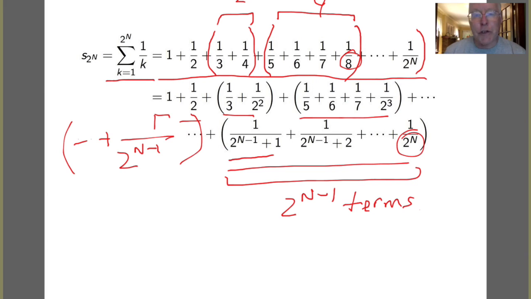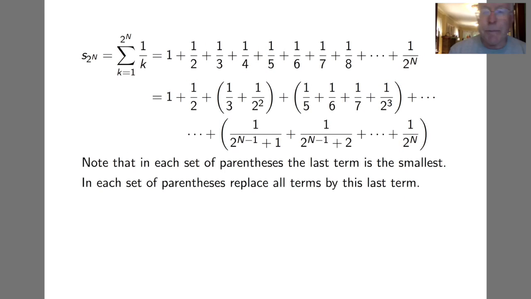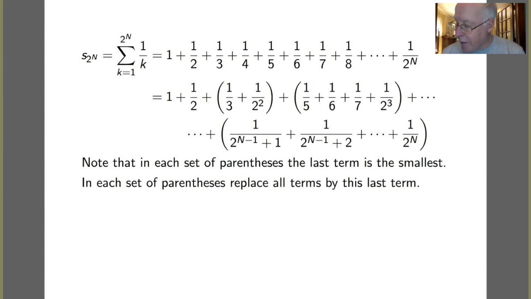Now we get something smaller by replacing several of these numbers in each set of parentheses by something smaller. And that happens like this. In each set of parentheses, notice the last term is the smallest. So we're going to replace each term in each set of parentheses by the last term. That means in the first set, the 1 over 2 squared is going to also replace 1 over 3. And we have 1/8 down here. We're going to put that in instead of each of these 3 numbers, etc.